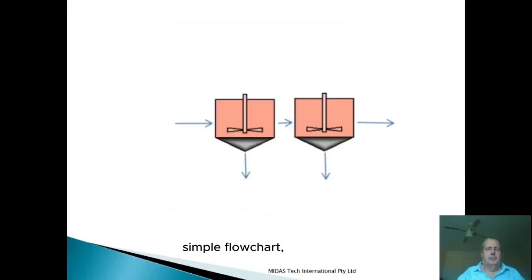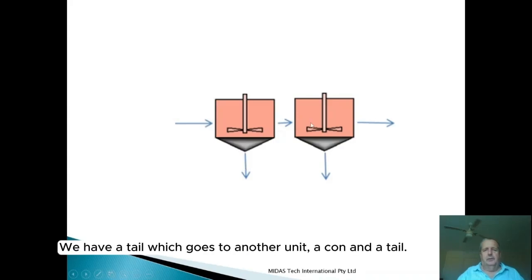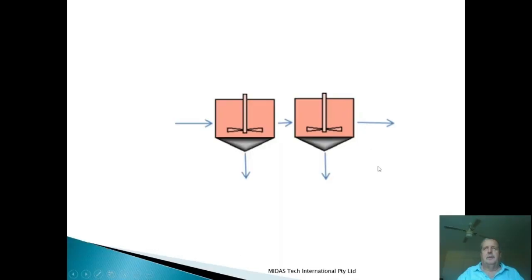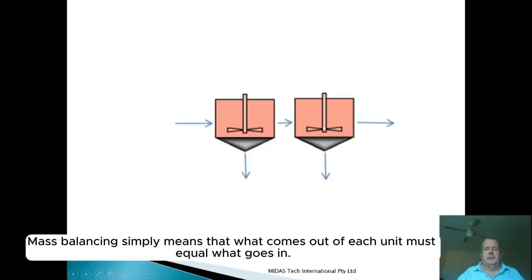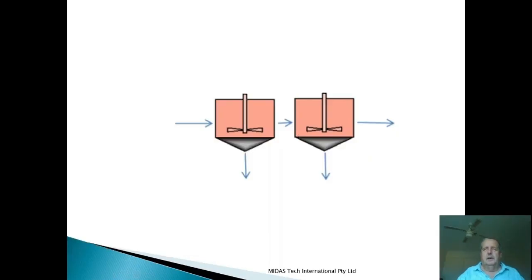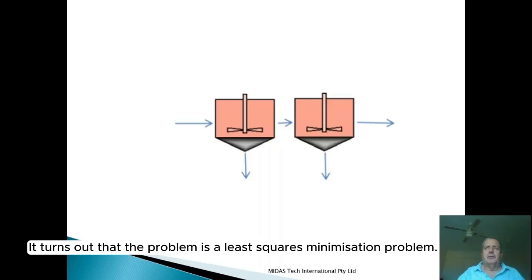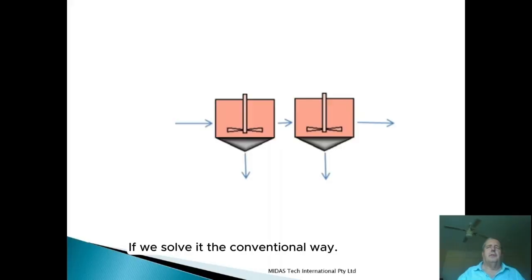Here's an example, a simple flowchart, 2 units. We have a feed, we have a con, we have a tail which goes to another unit, a con and a tail. Mass balancing simply means that what comes out of each unit must equal what goes in. It turns out that the problem is a least squares minimization problem if we solve it the conventional way.